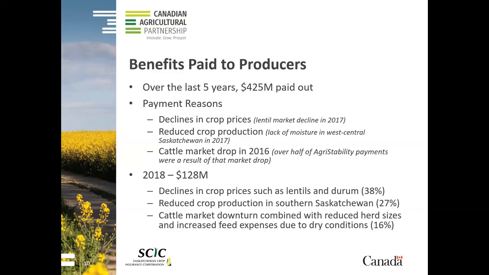So combining that with producers having to reduce herds due to lack of feed and having to purchase more feed, more benefits were generated for the cattle sector in 2018. So about 16% of our benefits were in the cattle sector. The 2019 program year, we've really just started processing those files, and we've already provided about $18 million to that program year.